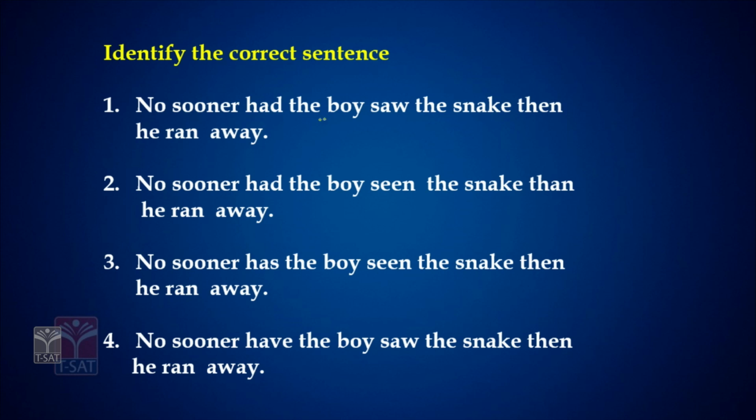So, no sooner had the boy saw the snake. So, you can see here had, saw, there is no agreement. It should be had seen. So, you can clearly say that then and then you can eliminate 3 and 4. Now, if you see 1 and 2, no sooner had the boy saw, no sooner had the boy seen. So, here the second one is the better one, is the right one. It fulfills the rule using the structure no sooner and than. Let us move to the next one.